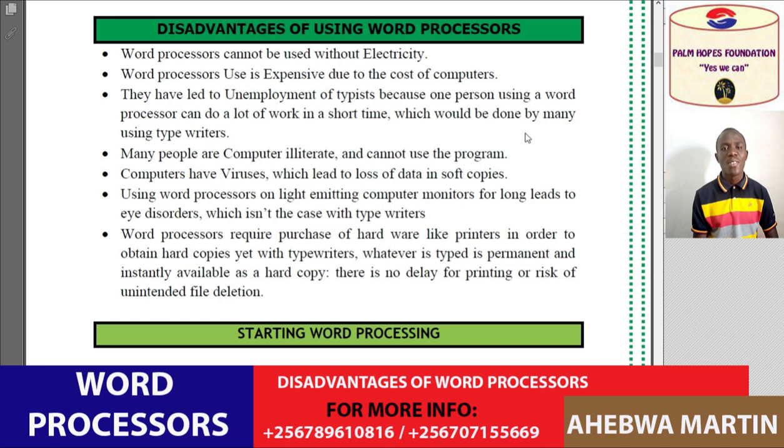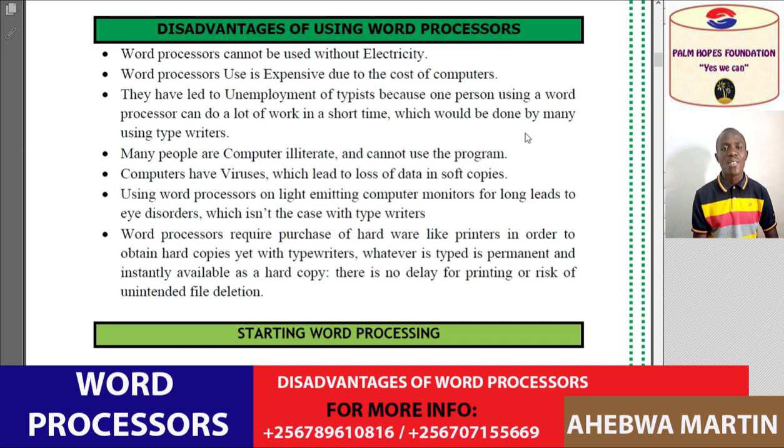Number three, they have led to unemployment of typists, because one person using a word processor can do a lot of work in a short time, which would be done by many using typewriters. So what do they mean here? Using one computer, you can type one document and print out many copies. That is the reason why it has led to unemployment, especially to many people who were the typists.